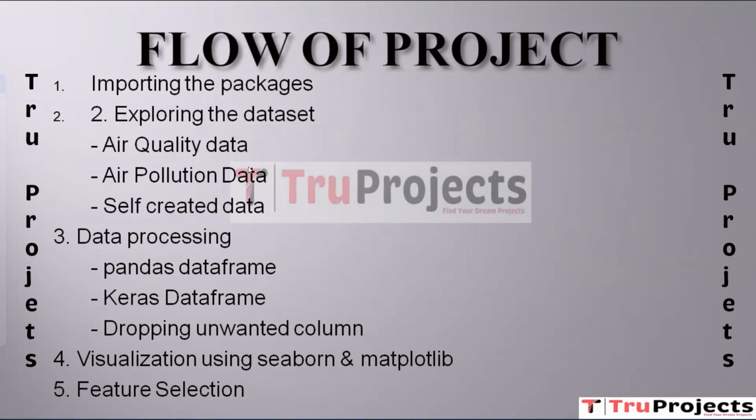In air quality data, you explore and analyze the air quality data set which likely contains information related to air quality parameters. Second, here we have air pollution data. Similar to the air quality data, you analyze the air pollution data set which may include factors contributing to the air pollution. Next, here we have self-created data. This could be additional data that you have generated or collected for your project.